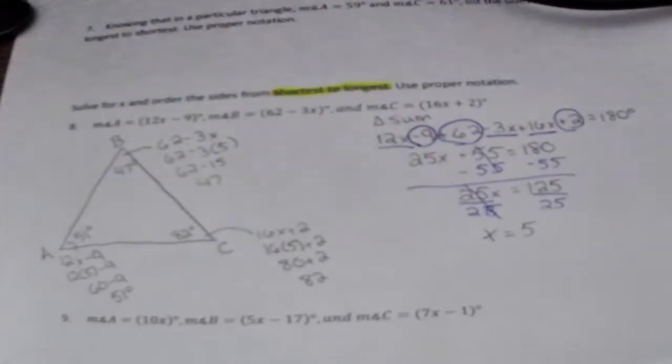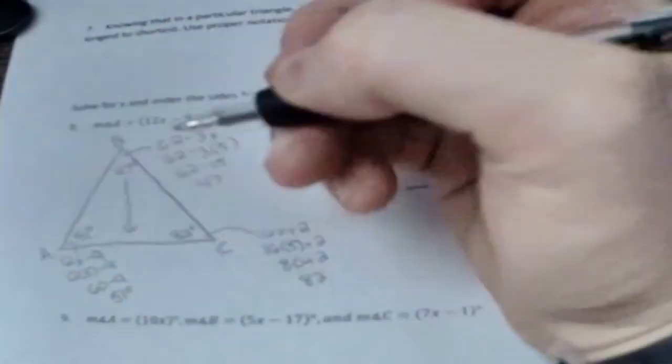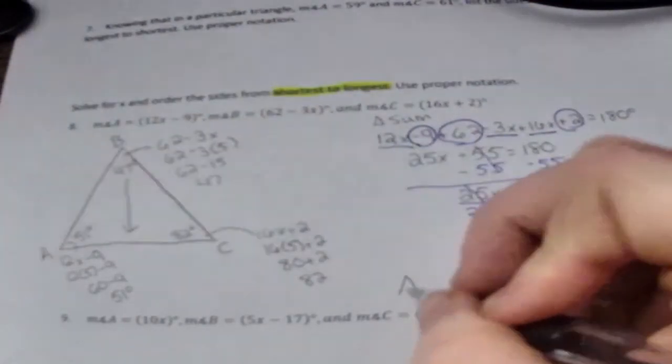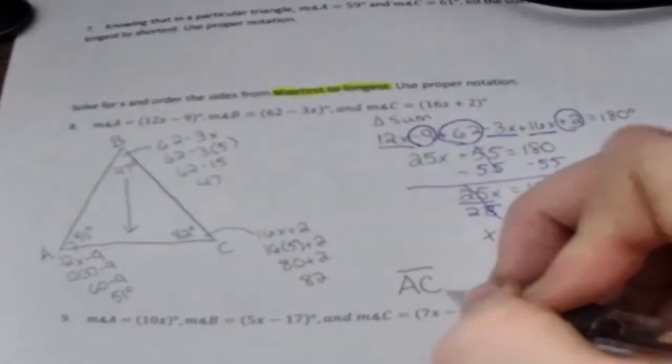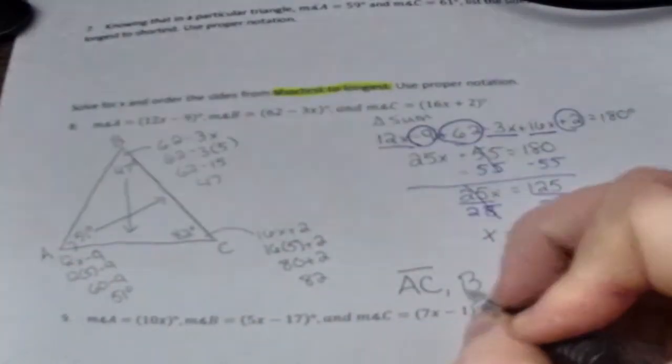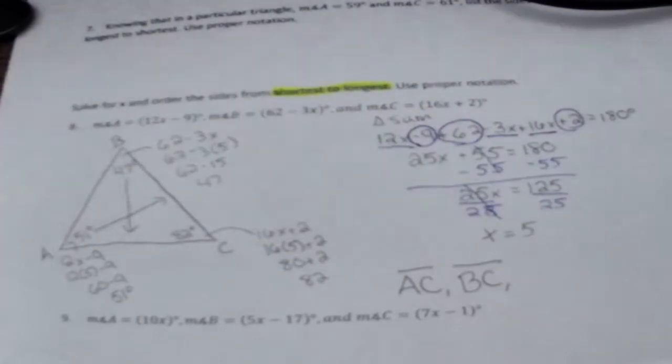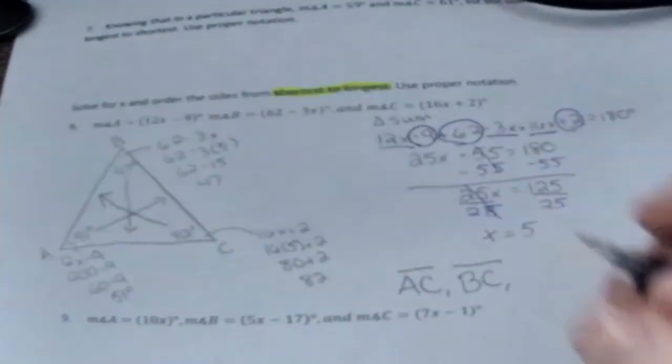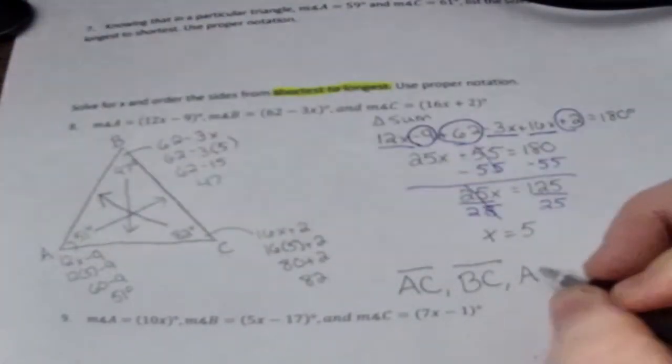Now they want me to go shortest to longest. So across from the smallest angle will be the smallest side. So AC is the shortest. Now the next smallest one is 51 degrees, so I'll go across there. That'll be BC. So that's the next shortest. And last but not least, our biggest angle is 82, so across from it will be our biggest side, AB.